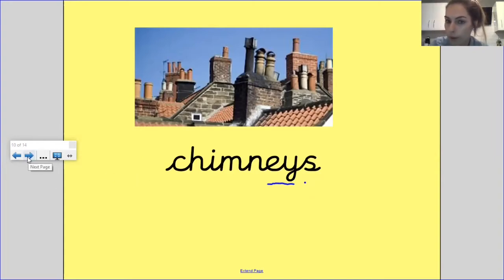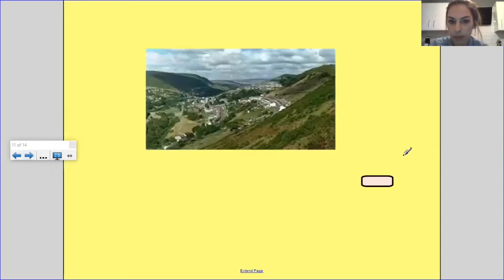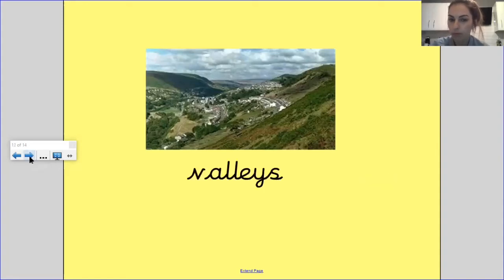Let's try one more because it's really good to practice this skill. Valleys. Have you seen a valley before? This is a nice valley. See if you can write valleys because that's the plural. Pause the video here and have a go. Here we go, valleys. And I think you know what I'm going to say, don't you? It ends in an EY, so we just add S.